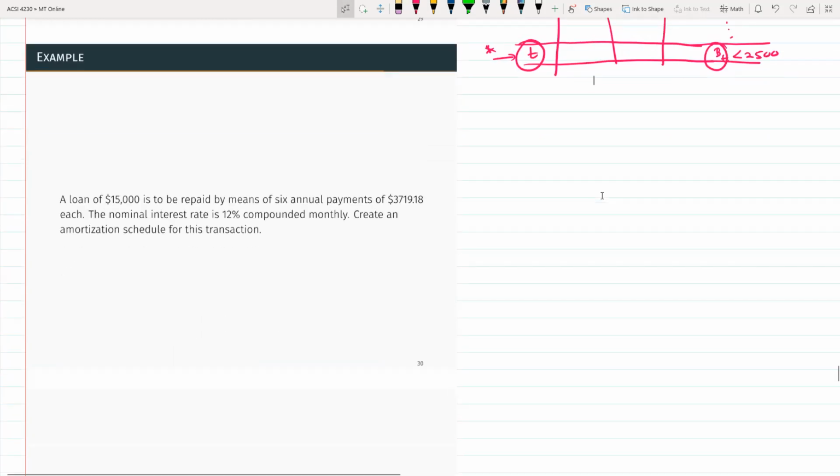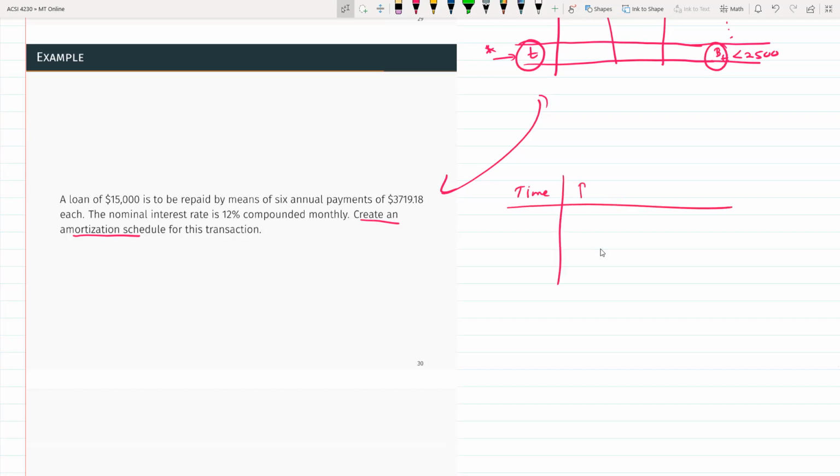A loan of 15,000 is to be repaid by means of 6 annual payments. The nominal interest rate is 12% compounded monthly. Create an amortization schedule for this transaction. So you can create an amortization schedule like this one. So basically, you have time, you have payment, you have IT. If you want, you can include the PT, principal amount, and then the BT.